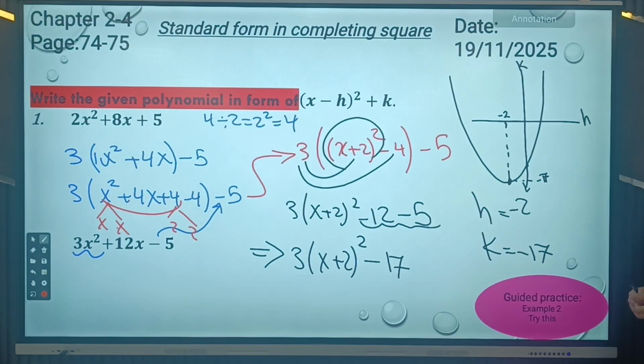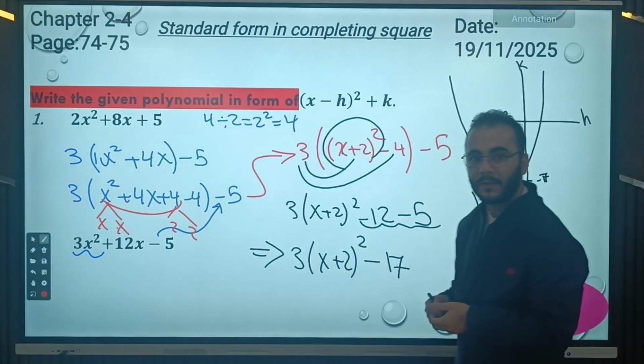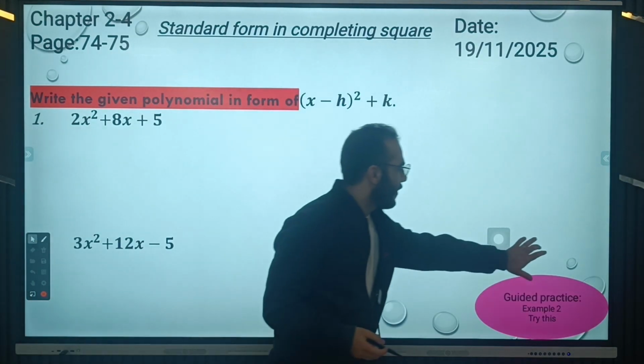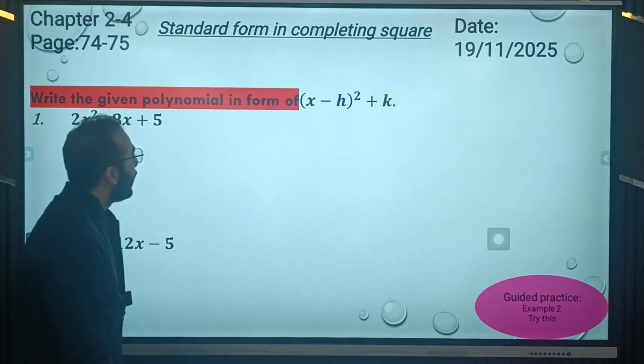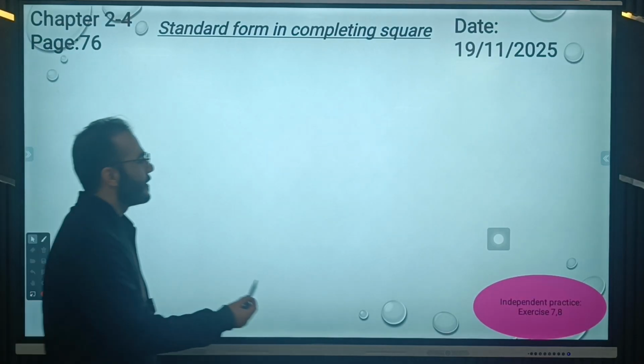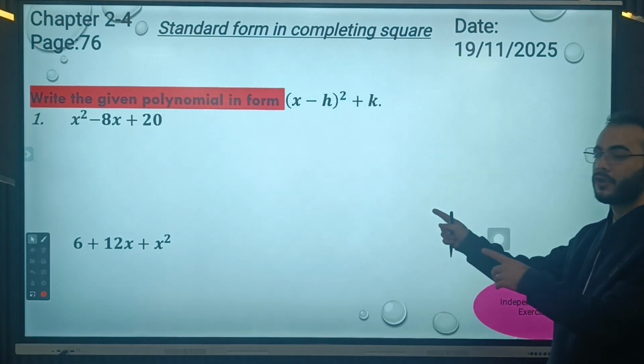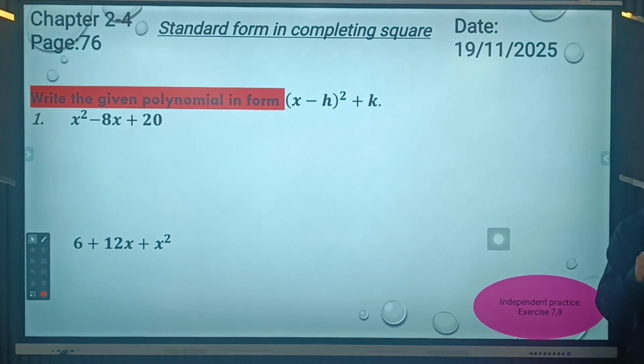You can take a picture, by the way, before I erase it. All right. What if we go to the next slide? Let's see whether it is a new topic or still questions from standard form in completing the square. Before I solve these questions, just stop the video and try to solve it by yourself.